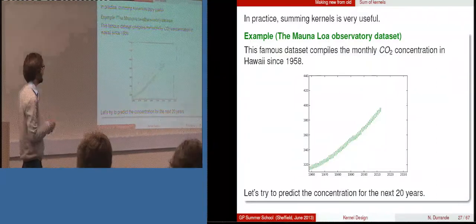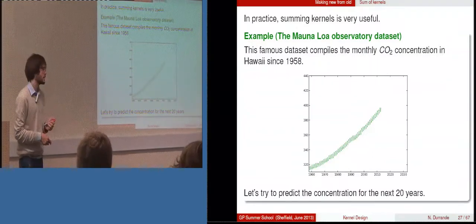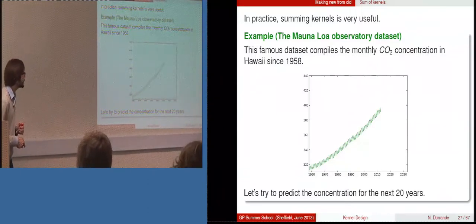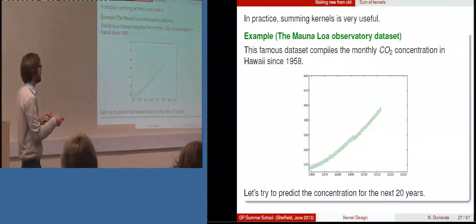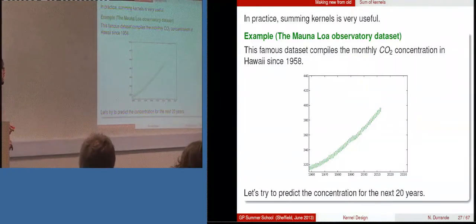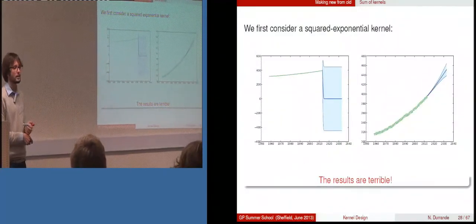That's a classic data set, the Mauna Loa observatory data set. Since 1968, they have been recording every month the CO2 concentration in Hawaii in an observatory. This data set is public, and you can see the general trend. Given this data, we'll now try to predict over the next 20 years what's going on. The first thing to do is to take a Gaussian kernel and see what happens.